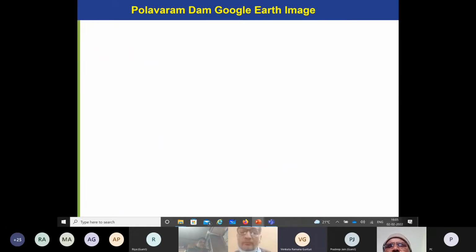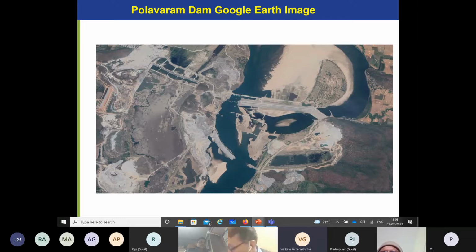If you look at the Polavaram Dam site right now, the Google image would look something like that. The dam is under construction. This is the upstream coffer dam that was built. This is your downstream coffer dam. This is your spillway. And construction is going on.